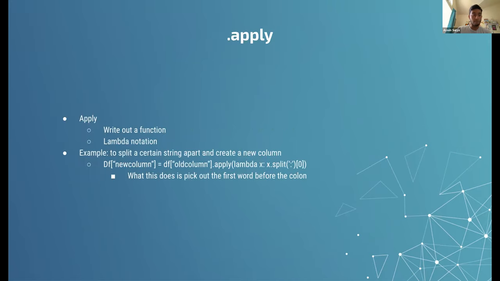Here are a few data frame methods as well. The apply method is where you write out a function with lambda notation. For example, if you wanted to split a certain string apart and create a new column, you do df and then the name of that new column equals df old column dot apply. And inside the apply function, you would input a lambda function, which is like an x dot split. So it essentially splits it using this built-in lambda function. What this does is pick out the first word before the colon.